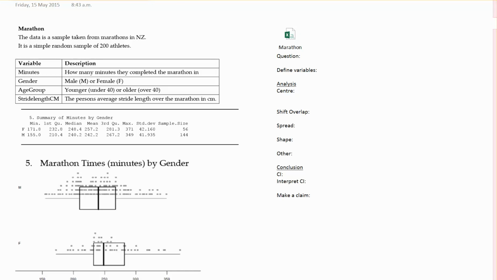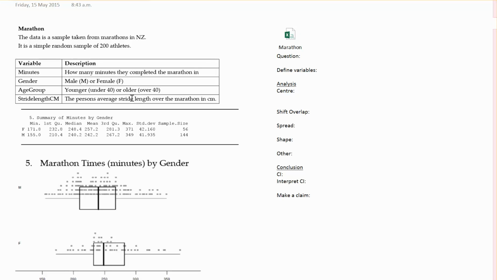Okay, so I'm just going to role model one more for you from start to finish, working through it quickly. So for the marathon runners, I've been given a pile of data here. The data is from New Zealand marathons, and I see that I've got the minutes, how long it takes them to complete a marathon, their male, their age group, under 40 or over 40, and their stride length.